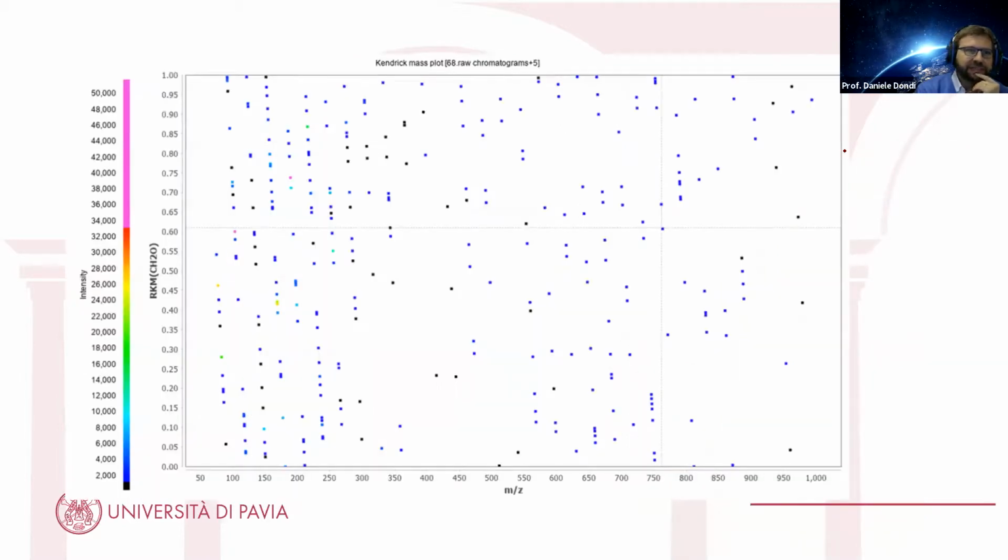Then we made mass spectrometry of the compounds. You can see this is the Kendrick plot, and in the Kendrick plot, it's easier to see in the horizontal. If you make a horizontal line, you will see the polymer starting from some compounds and adding formaldehyde molecules. So 1, 2, 3, 4, 6, 7.